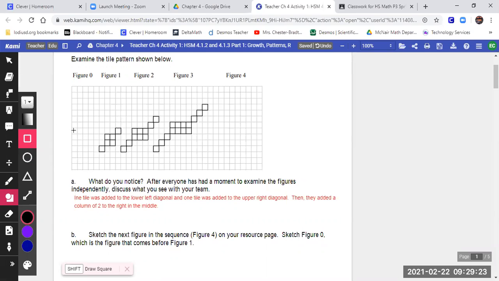So we have a box. I'm going to try and do this. Whoop. And another box, right? Column of 2. Yay. Now, we need to go ahead and do figure 4. So what's figure 4 going to have?